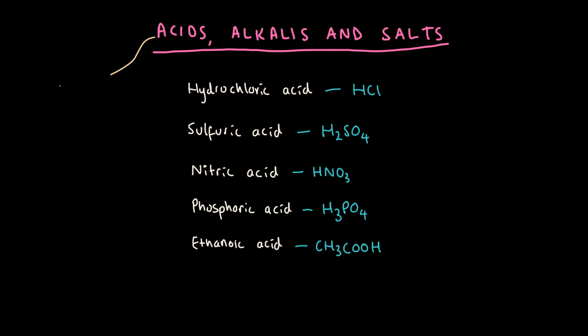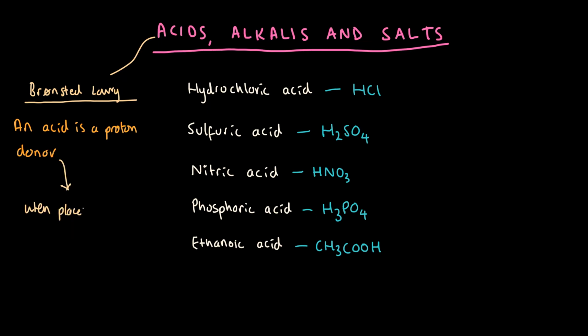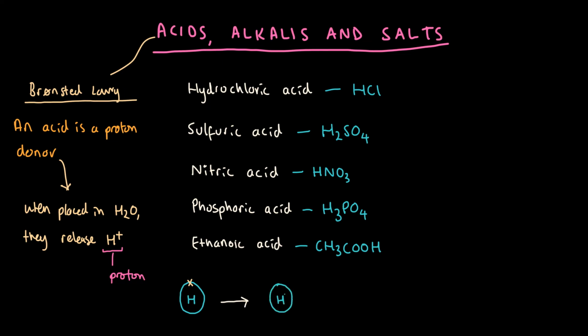There are many definitions of what acids and bases are, but we'll be sticking with the Bronsted-Lowry definition, which states that an acid is a proton donor, meaning when one of these is placed in water, it dissociates to some degree and releases H+ ions. We call these protons. This is because a hydrogen atom contains a single proton and an electron. When it becomes H+, it loses the electron and it's basically just a proton.